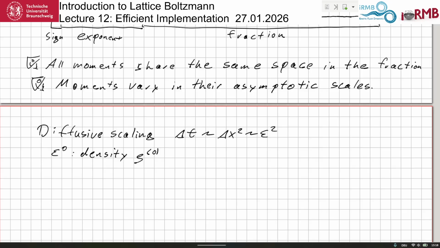So for air, what do we have? Roughly 1.24 kilogram per cubic meter. And for water, it would be 1,000 kilogram per cubic meter. So that would be kind of this density, yeah. And we assume that this doesn't change.